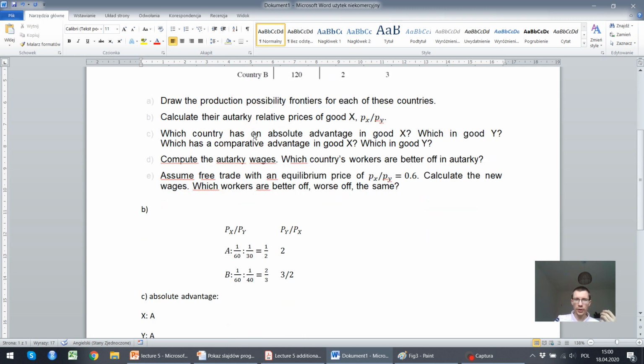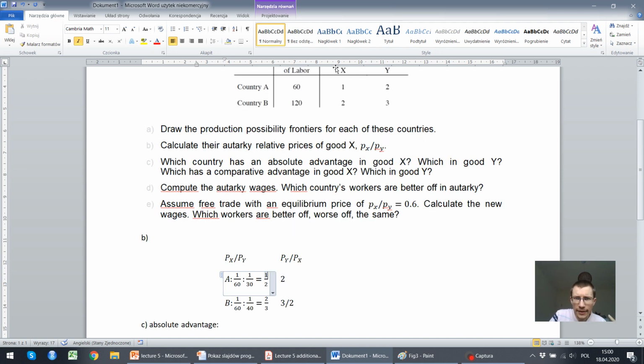To answer this question, we simply have to compare the relative technologies, which we did with those relative prices in the beginning. So producing 1 unit of good X in the first country is equivalent to producing half a unit of good Y in country A. The relative productivities, or the relative prices in our case, are the same because we don't have a more advanced pricing system.